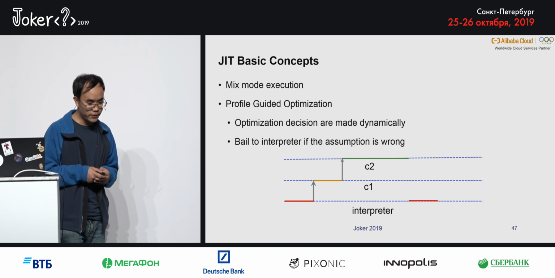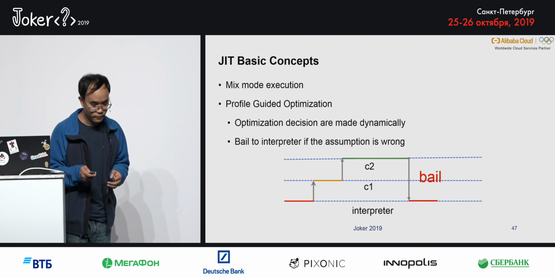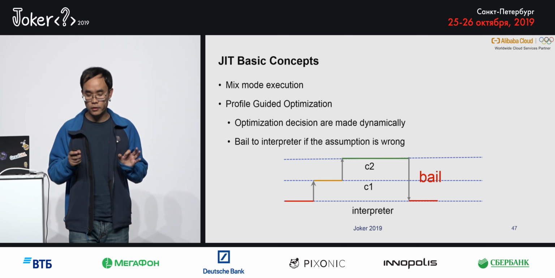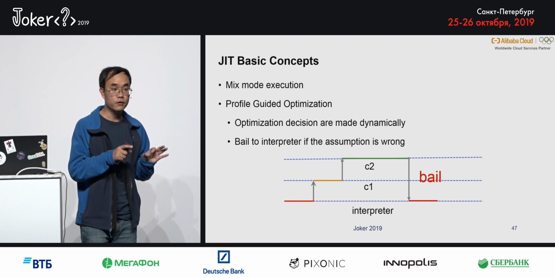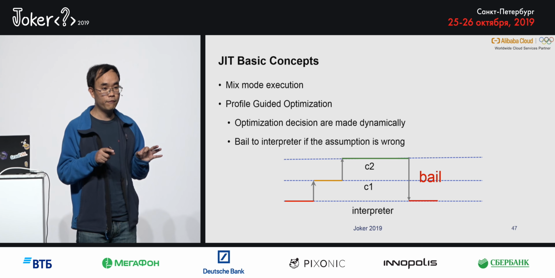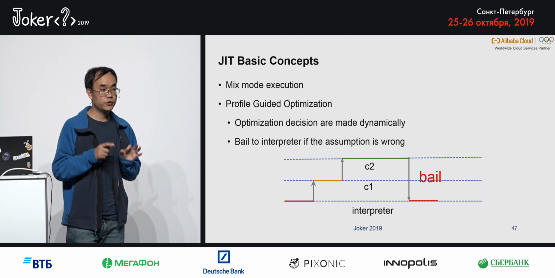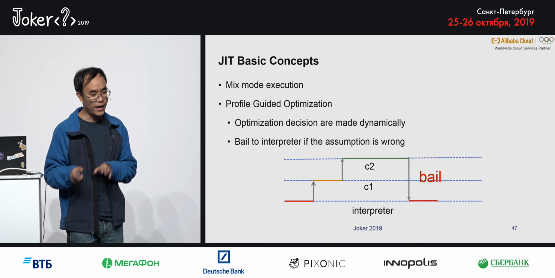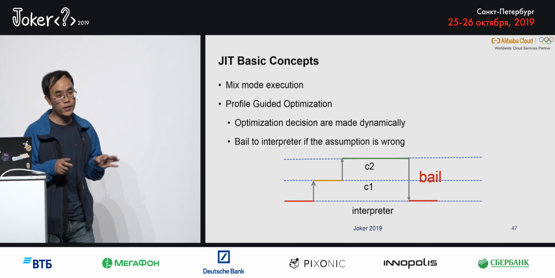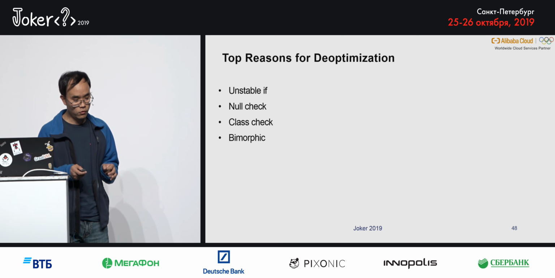The challenge here is, if something changes, for example, if the speculation fails, the JVM must bail back to the interpreter. It's very slow.